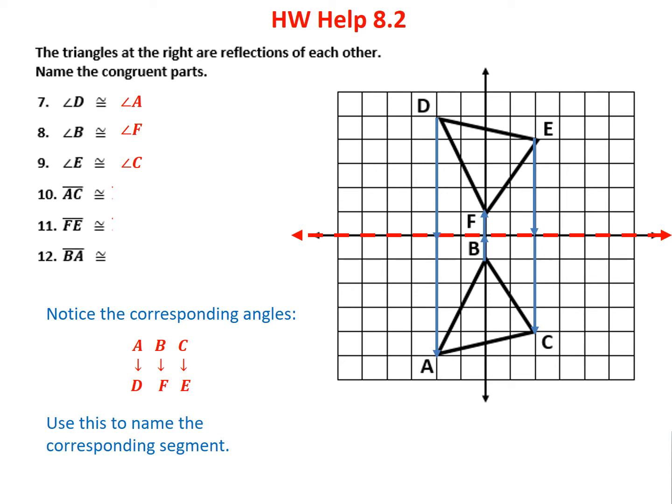I can use this code here to find the sides. For example, number 10, AC. Well, AC is going to go to DE. Okay? And then I have FE. So FE is going to go to BC. And finally, I have BA. So here's B to A. Well, B to A is going to go F to D.